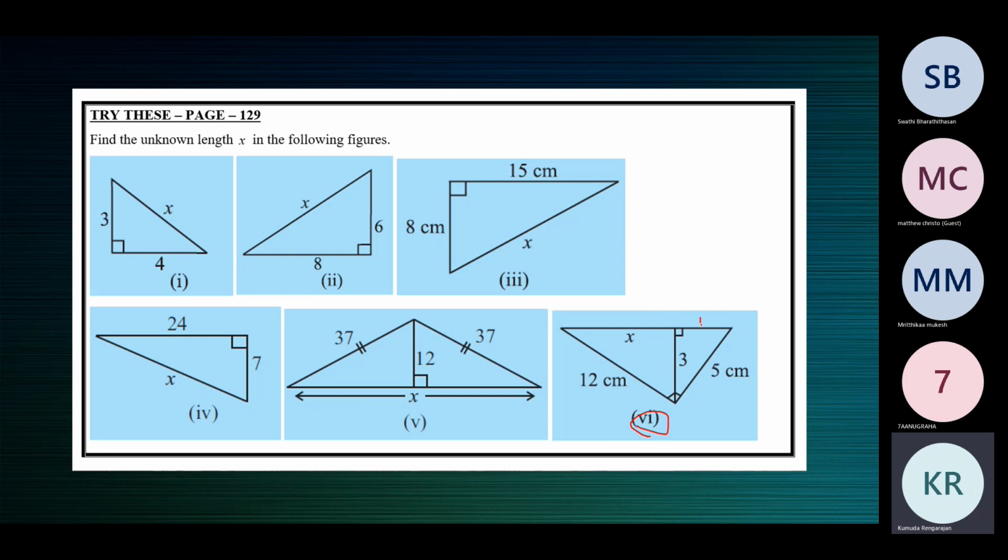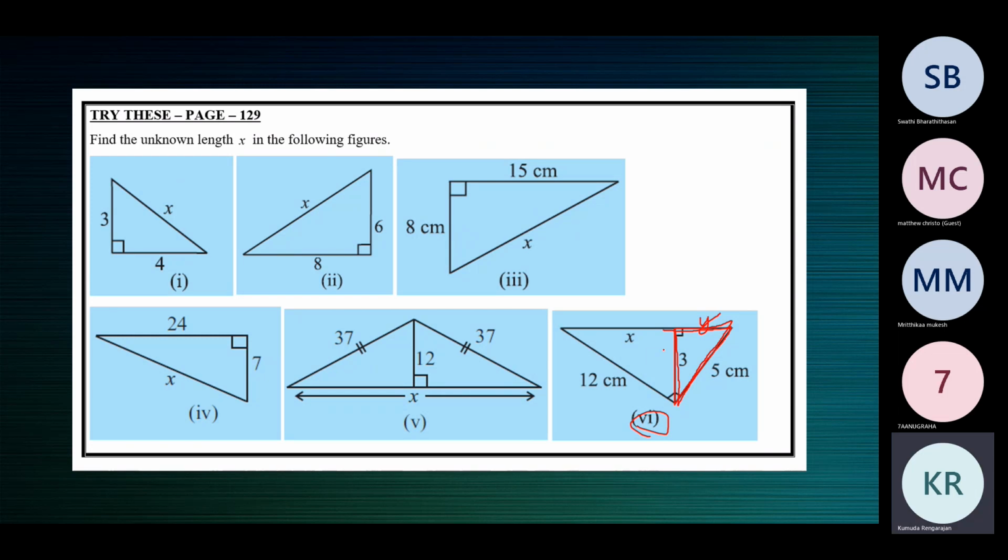Let me call this y, children. Take up this right triangle alone. Don't see the other triangle at all. Just ignore this side. Just look at only this right triangle, as if this is alone. There's no other triangle at all.